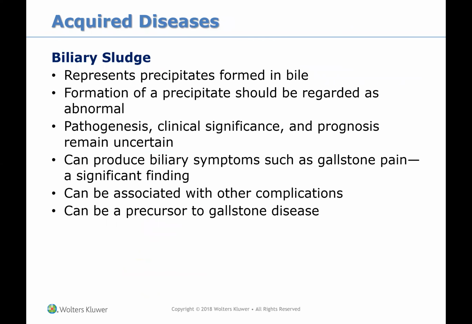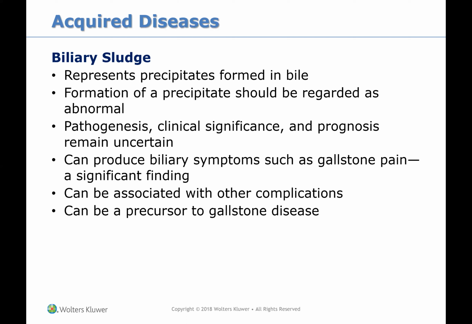I'm going to go over a couple more diseases and we'll be kind of done for today. So with biliary sludge, that's going to be something that we see quite a bit. And it just represents precipitates that have formed in bile. So when we see the formation of sludge, we should definitely think that it is abnormal and we should note it. Pathogenesis, clinical significance, and prognosis remain uncertain. Some people can just have some sludge and not have any pain, not have anything, but you do want to mention it in your report.